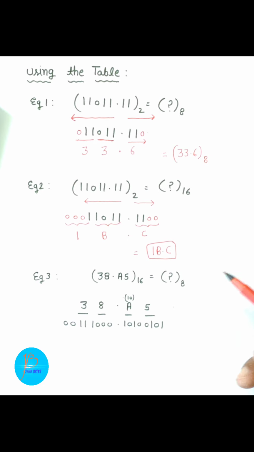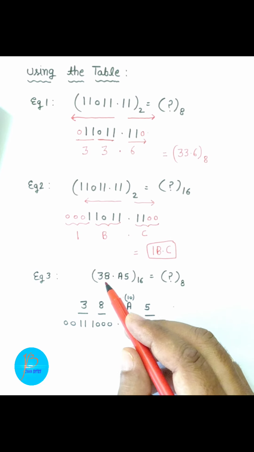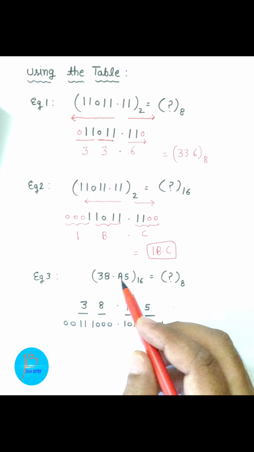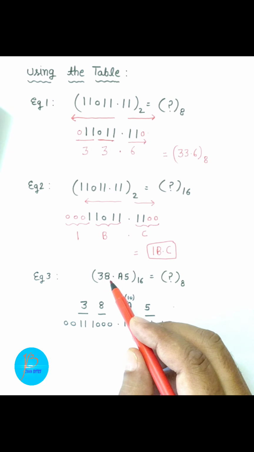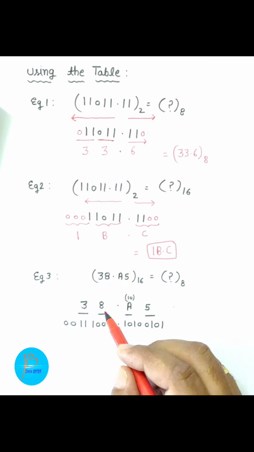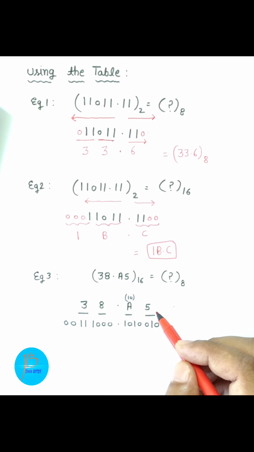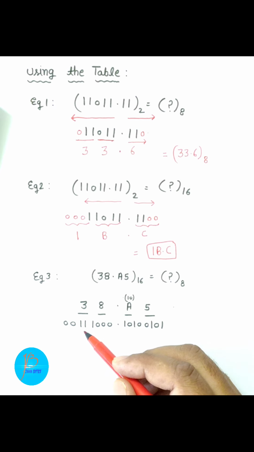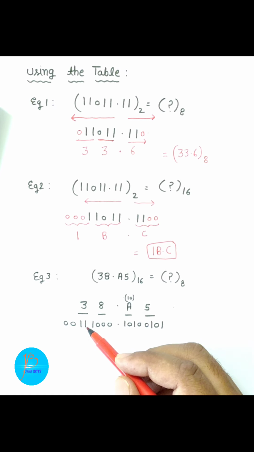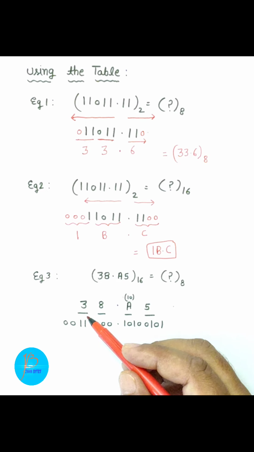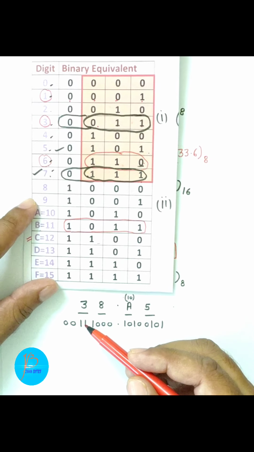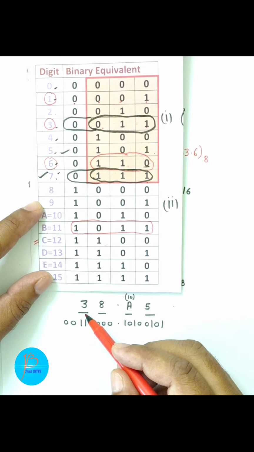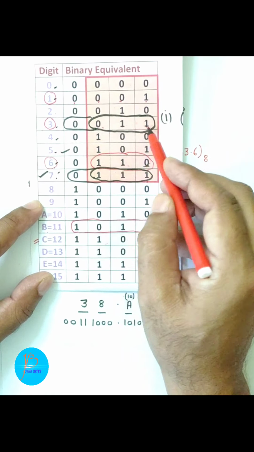For that purpose, children, see very carefully. The number is given on base 16, 38.8A5. You will note down all the digits of that number, and then with the help of the table, children, you will note down its binary equivalent. For example, if you look at the table, we can see that the binary equivalent of hexa 3 is 0011.